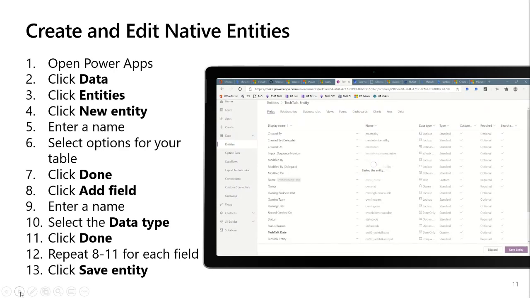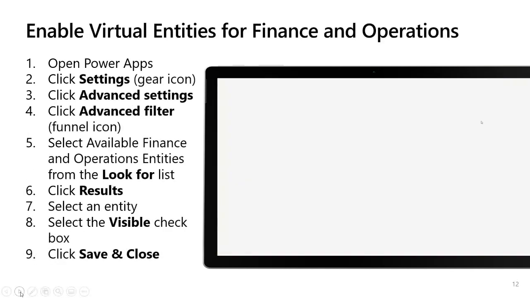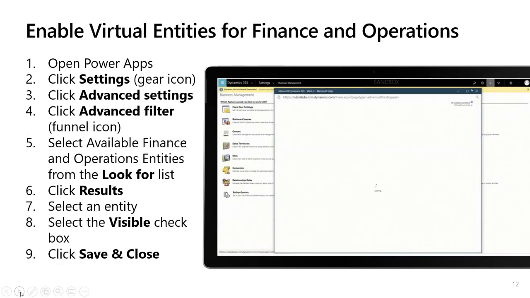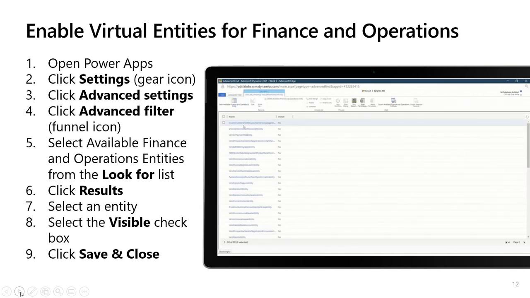Once you've got data, then we can start building forms. But before we do that, I want to talk a little bit about how we can enable virtual entities. So native entities are great if it's new data, it doesn't exist in F&O. If you want to take data from your F&O environment, then what we do is, again, we'll open Powerapps, and this is a GIF. It'll play through about 3 times here, so you'll get to see it multiple times.